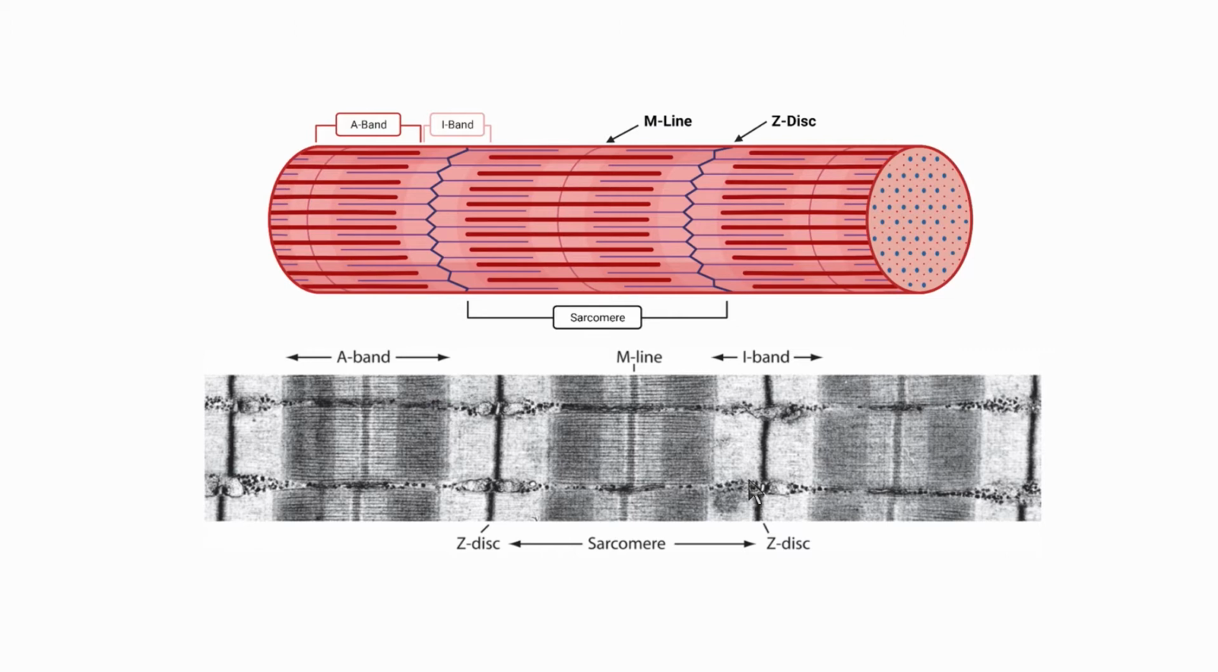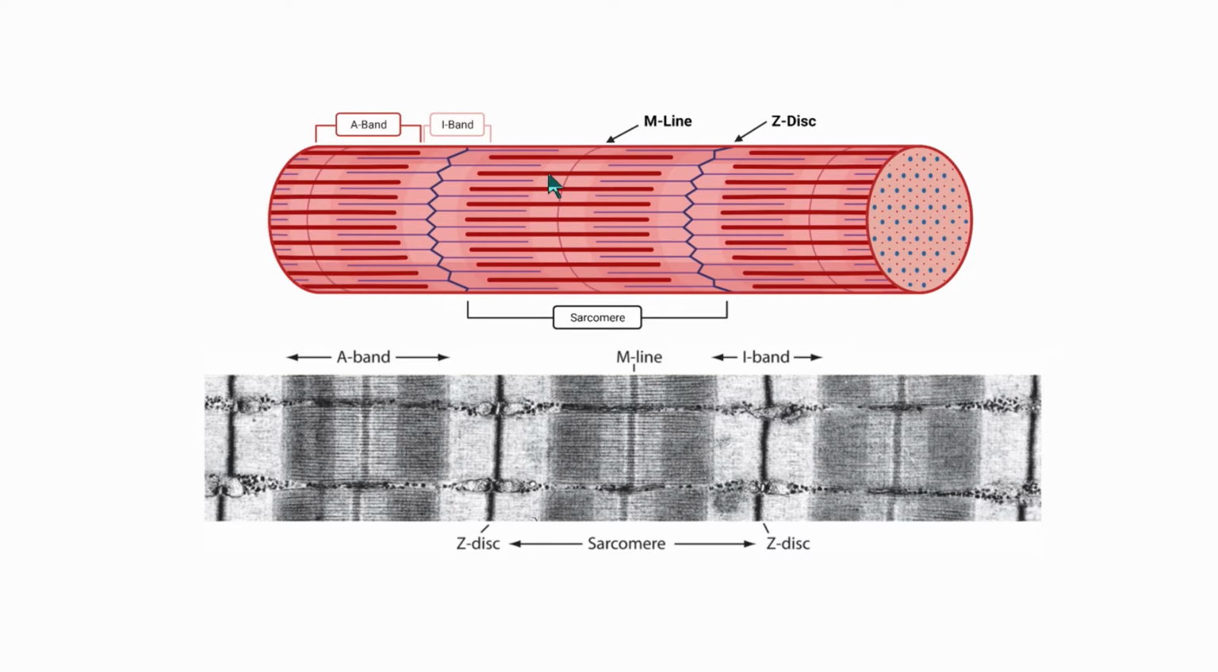So just think of it like a rectangle, and the long edges of that rectangle, at either end, are the Z lines. And then within that, between those two lines, are a series of different proteins. And that's known as a sarcomere.